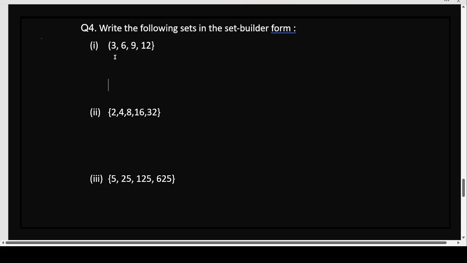Now, coming to the first question, 3, 6, 9, 12. What is the common property in this? It can be written as 3 into 1, 3 into 2, 3 into 3 and 3 into 4. See, 1, 2, 3, 4. The multiples are of natural numbers. So we identified a common property of these elements. Now it is easier to write in set builder form.